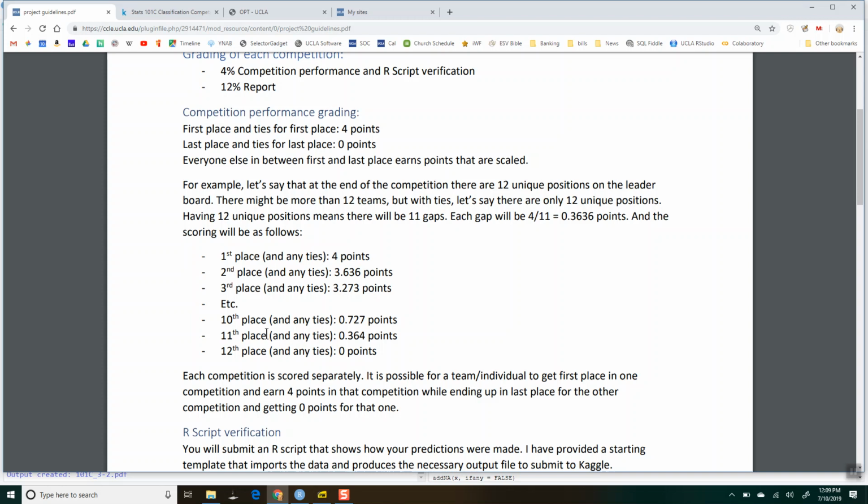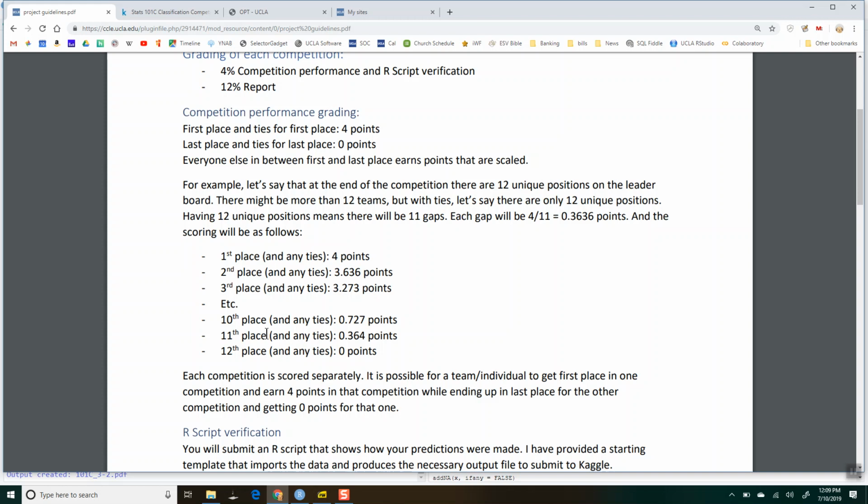You can work as individuals or in partners. Question: if both of them place first place? Then both teams will get 4 points. Whoever's tied for first place will get 4 points, okay? And whoever's tied for second place will get the same amount of points. So let's say, because of ties and things like that, there are 12 unique positions on the board.